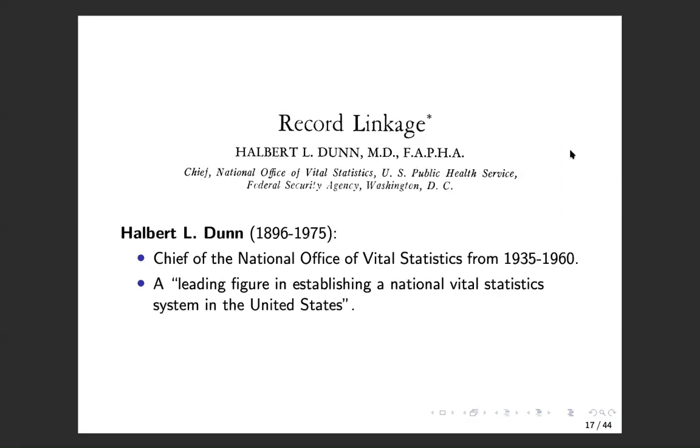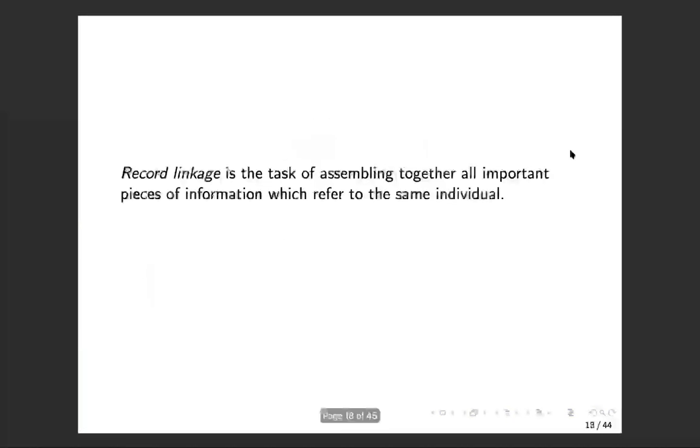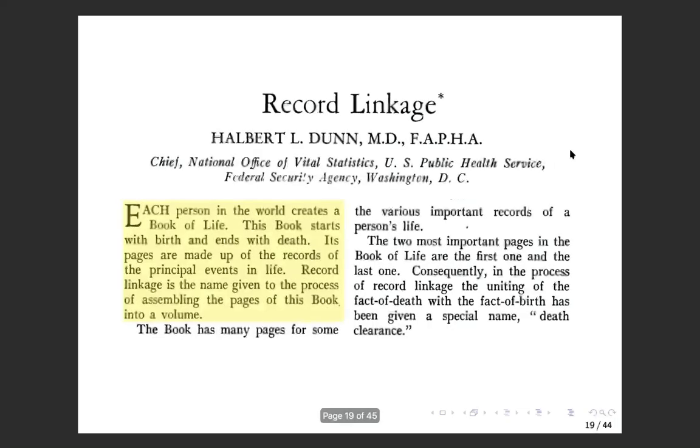So one of the first published papers was by Halbert Dunn, and he was the chief of the National Office of Vital Statistics from '35 to '60. He was a leading figure in establishing a national vital statistics system in the United States. And he was very key in defining what record linkage really was in this early period, and specifically, he defined it as being a task of assembling together all important pieces of information which refer to the same individual.